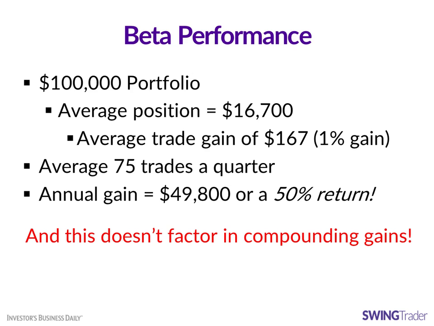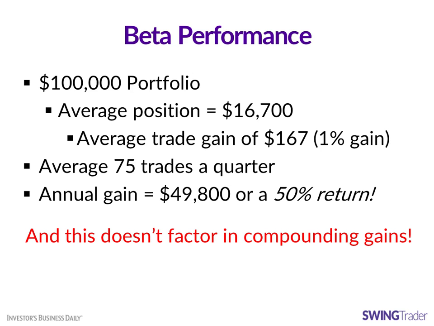In a $100,000 portfolio, especially in a market like this, you'd probably only want to risk about 0.5% of your assets on each trade. So that's $500. Now, remember, we've been talking about our 3% targeted stop loss. So if you take that $500, divide it by 3%, that gives you a position size of $16,700. Now, with an average 1% gain, that's $167.